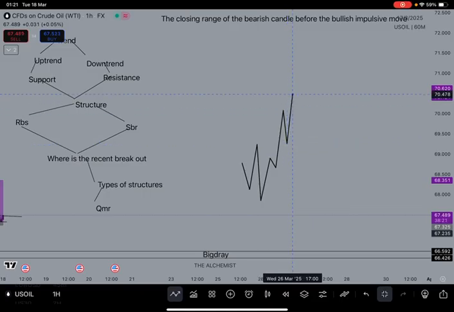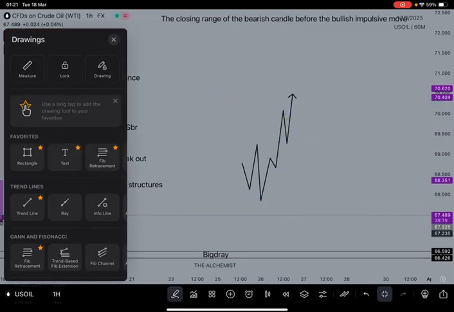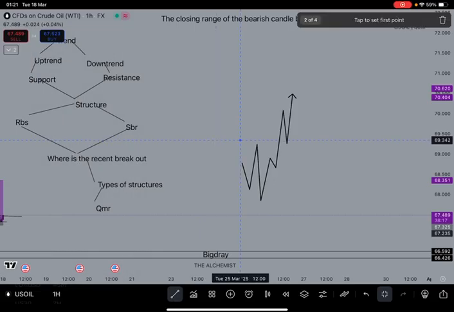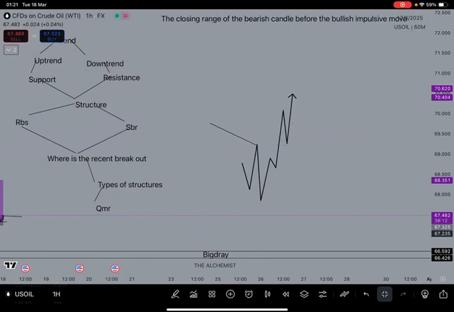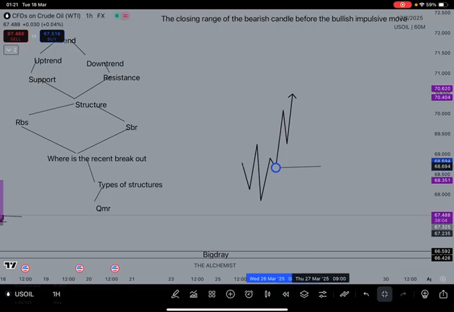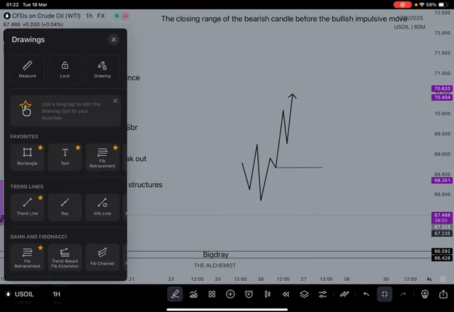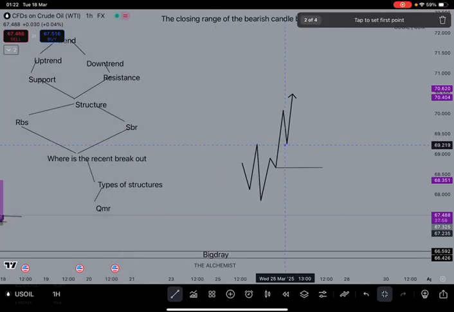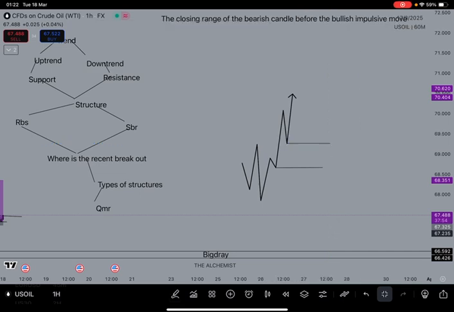You can see, this is our resistance zone. Before this resistance was broken, where is the last low? This is the last low. This is our order block. Why? Because we have a liquidity close to it. Very simple stuff. Can you see now?